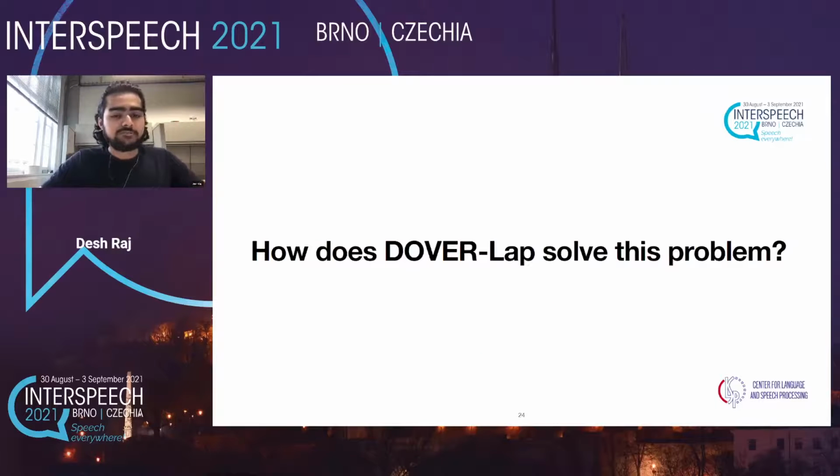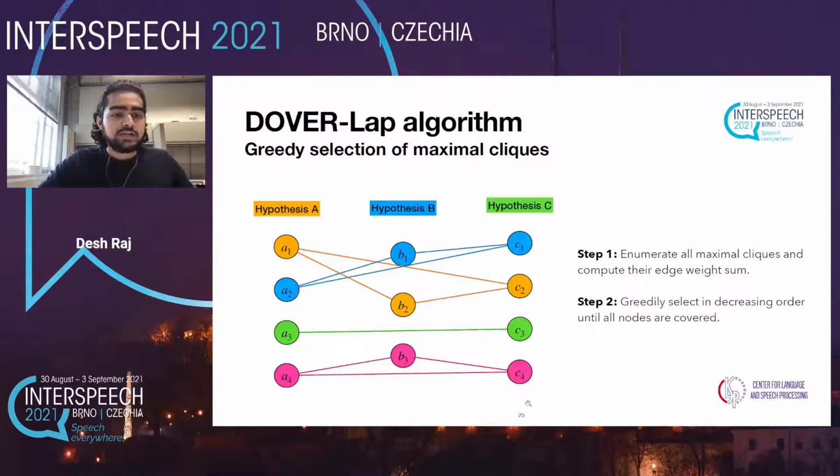That was about the graphical formulation. Let's look at how DOVER solves this problem. What DOVER does is a greedy selection of maximal cliques. So in step 1, it enumerates all the maximal cliques and computes their edge sums, and then greedily selects the cliques in decreasing order of weights until all the nodes have been assigned to some clique.